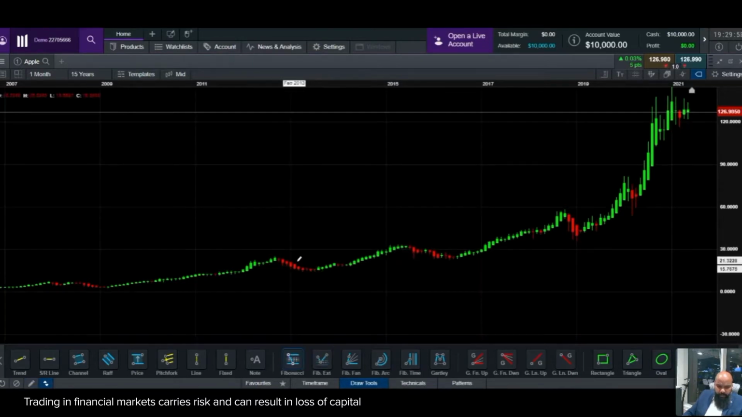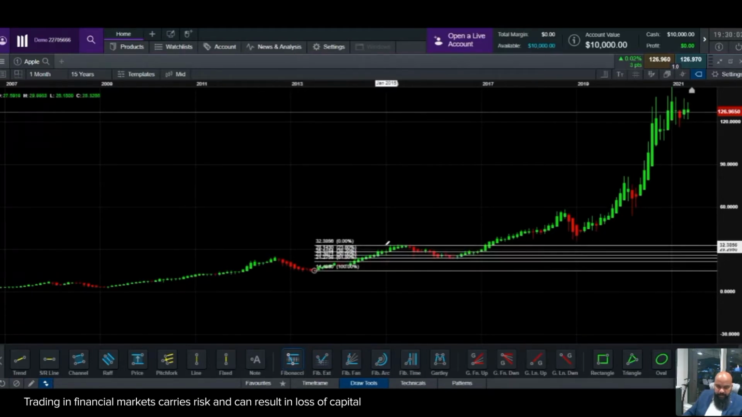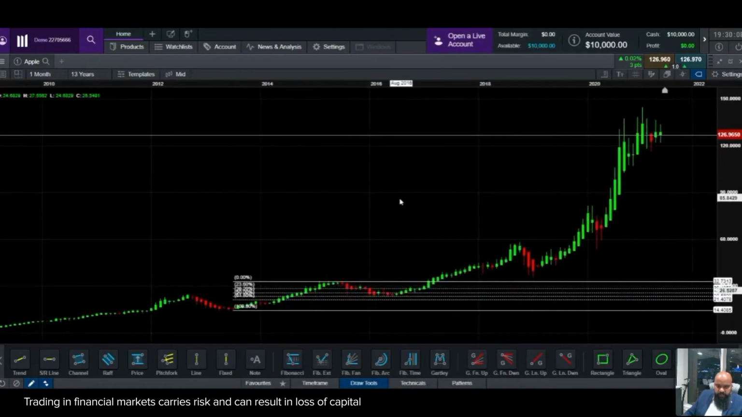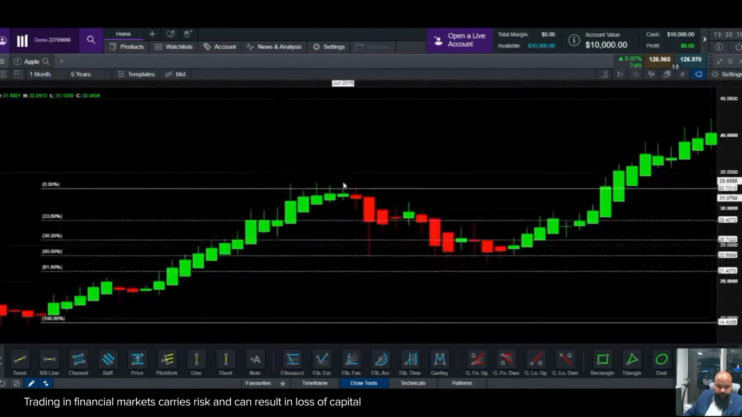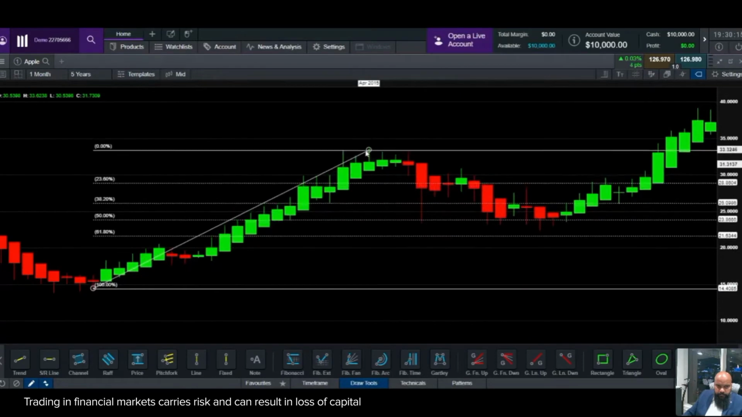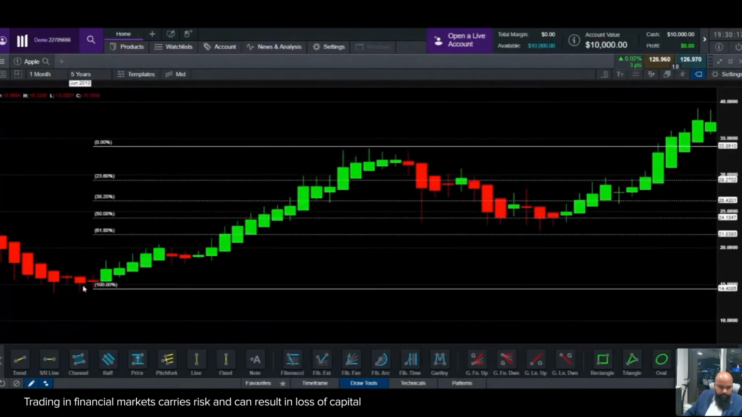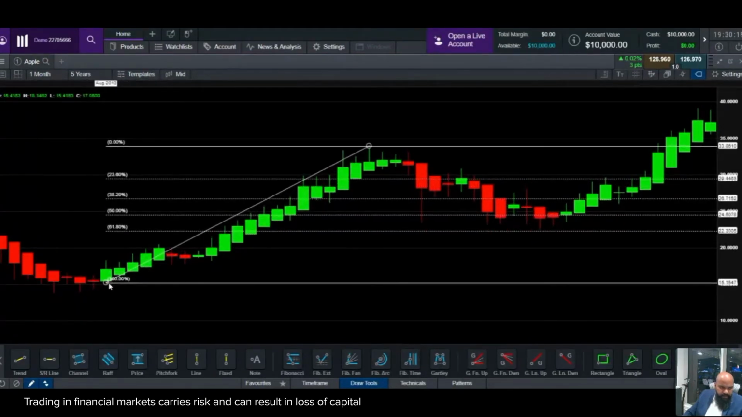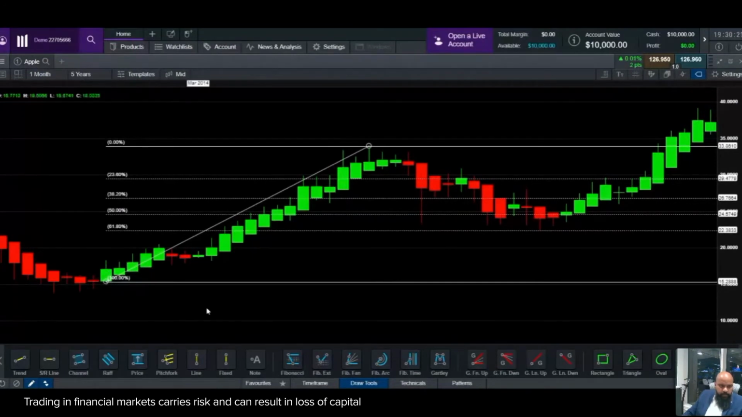So click on Fibonacci, you click right at the bottom where the rally began, and you go all the way up till where the rally ended. Let me try and zoom this in for you all. Okay, the rally began on this particular candle here.